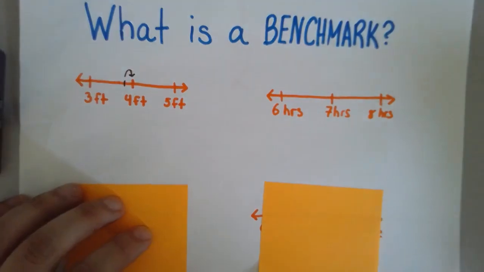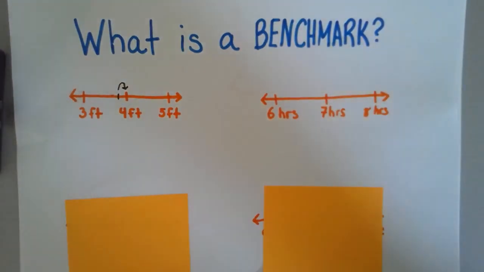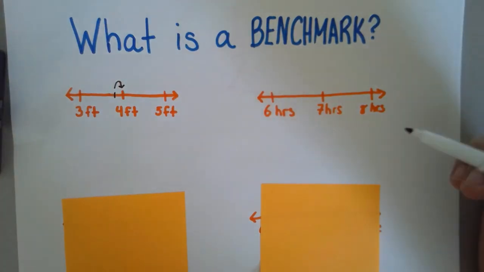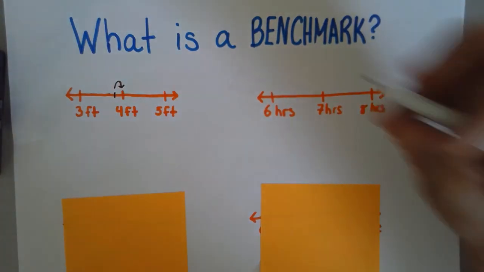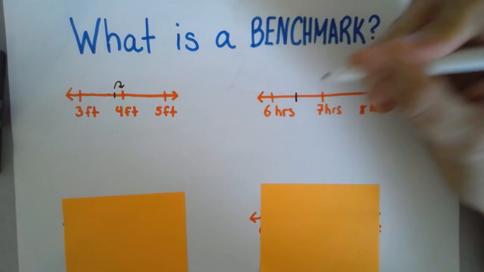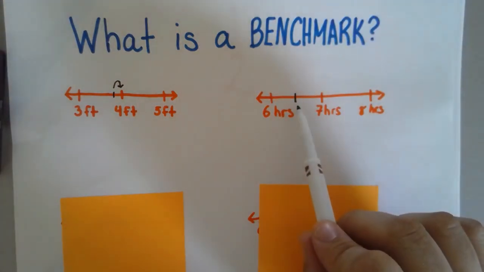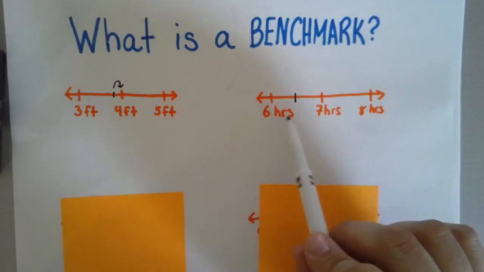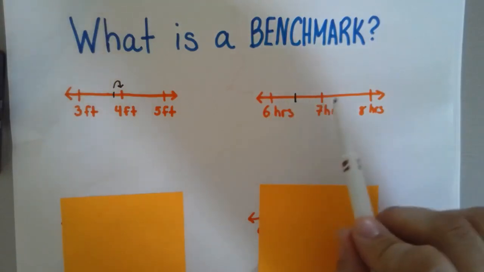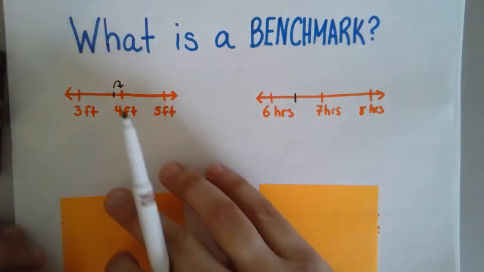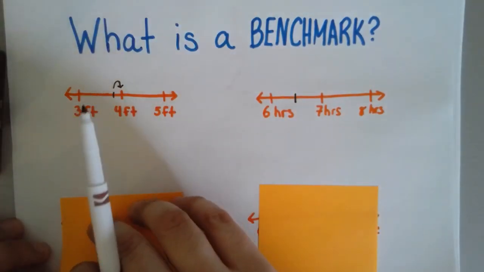We could look at lengths of time as another example of a benchmark. Something could be 6 hours, 7 hours, 8 hours long, but if it's 6 hours and 30 minutes, we know that that's right in the middle of 6 hours and 7 hours. So again, I can compare. It's more than 6 hours, that's one of my benchmarks. It's less than 7 hours, that's one of my benchmarks. It's right in between the two. I can use both benchmarks together.